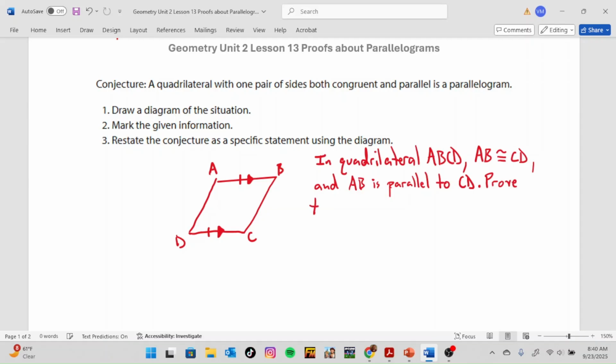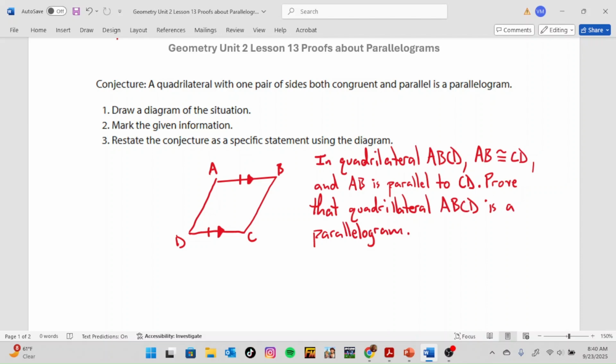prove that quadrilateral A, B, C, D is a parallelogram. And this is all they've asked us to do.